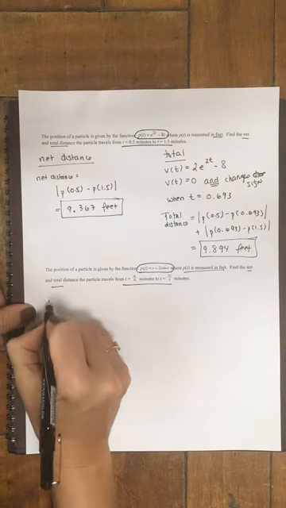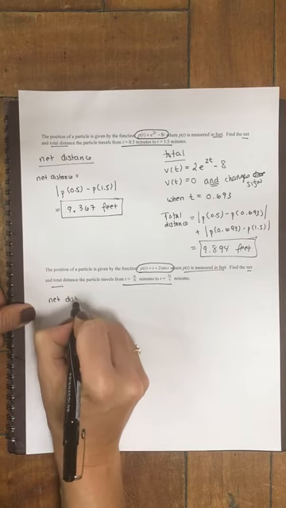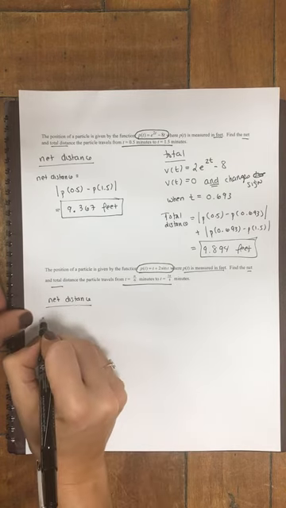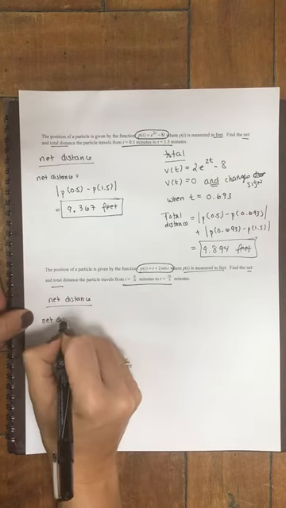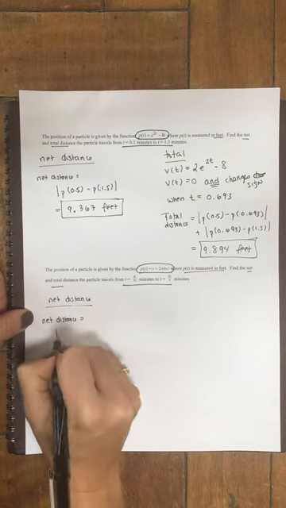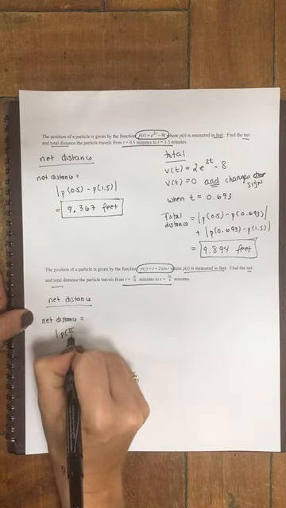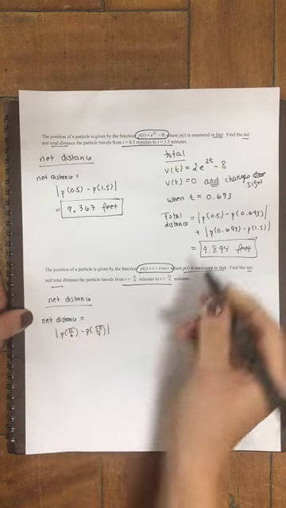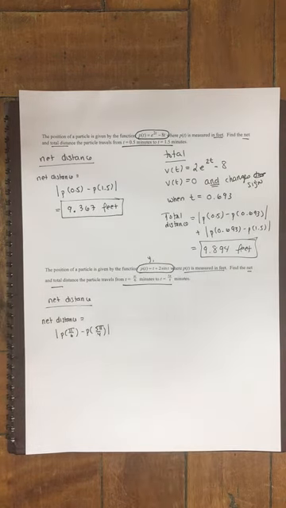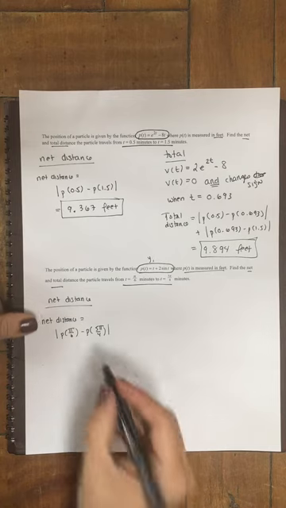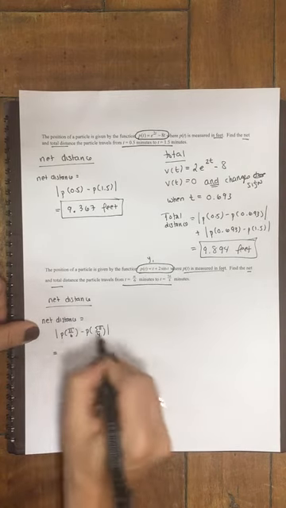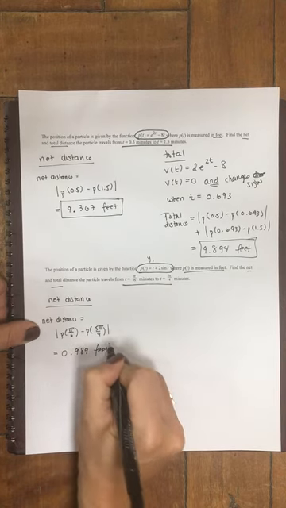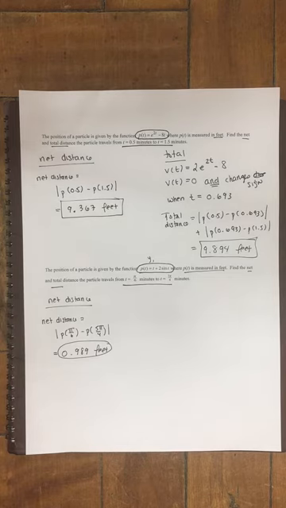Okay, so net distance. This is just how far the particle is from where it started. Net distance is equal to the absolute value, p of pi over 6 minus p of 5 pi over 4. This, of course, goes into your y1, that position function. Making sure you're in radian mode, we plug all this into the calculator, we get 0.989 feet. The particle is not very far from where it started, almost a foot.